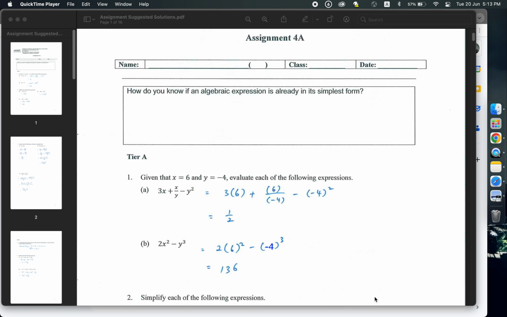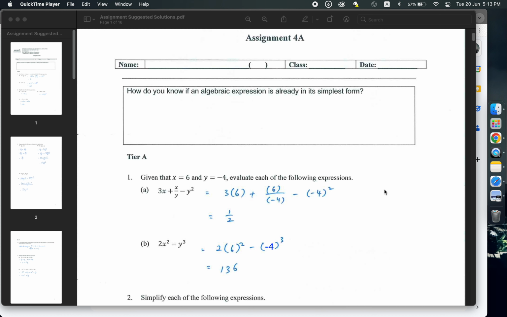So for the first question, how do you know if an algebraic expression is already in its simplest form? Basically, when we say we are trying to simplify an algebraic expression, it means to add all the like terms together. So when there are no more like terms to combine, we can say that it is in the simplest form. That's the most straightforward way to answer this question.